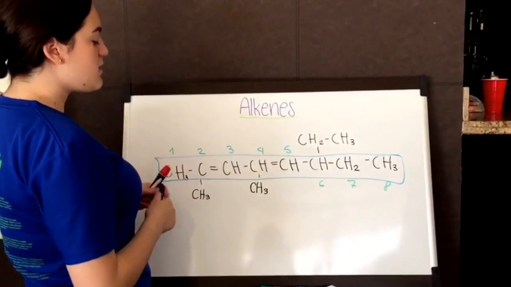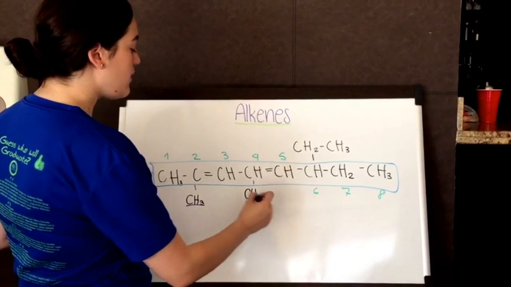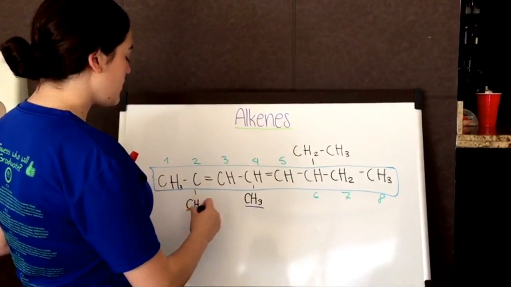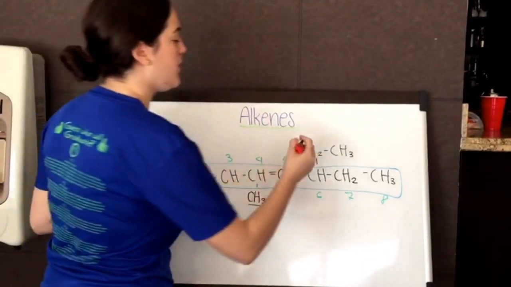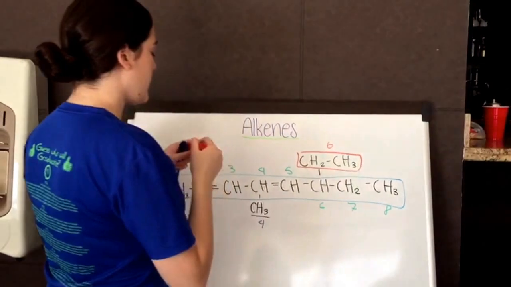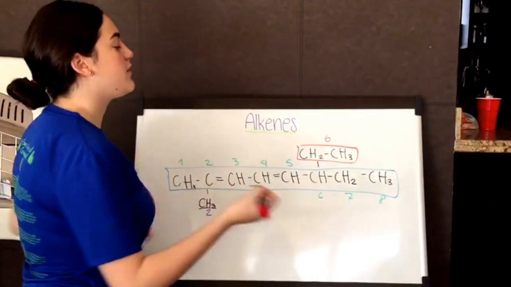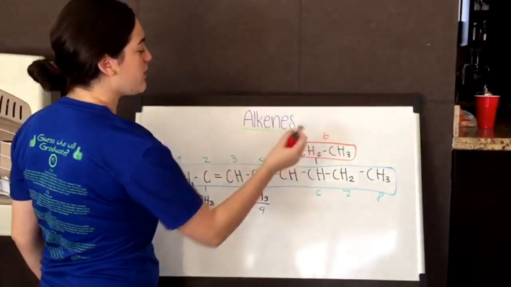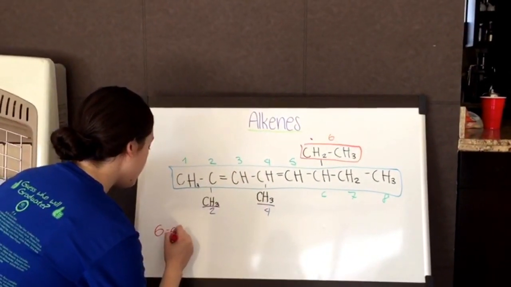Then we have to name the substituents. So here we have a methyl, so in carbon 2 and carbon 4, and in here we have an ethyl in carbon 6. Okay, now we have to start naming according to alphabetical order. So we start with this one, with ethyl. So in carbon 6 we put ethyl.